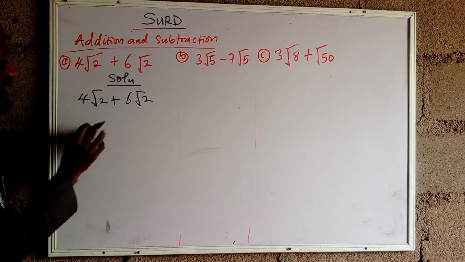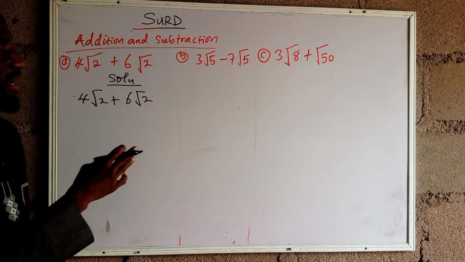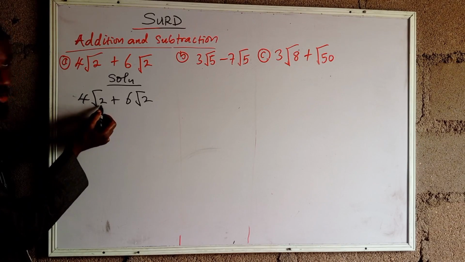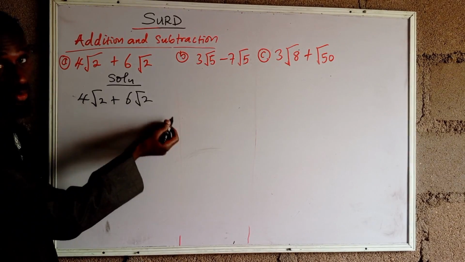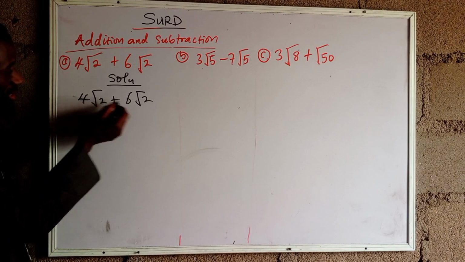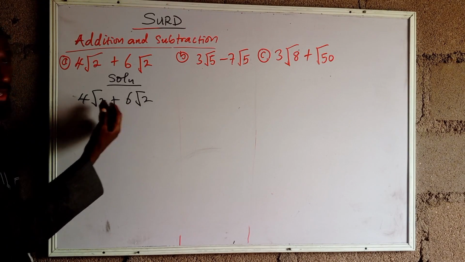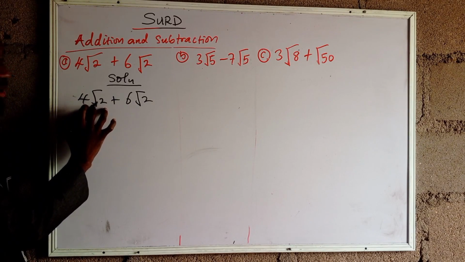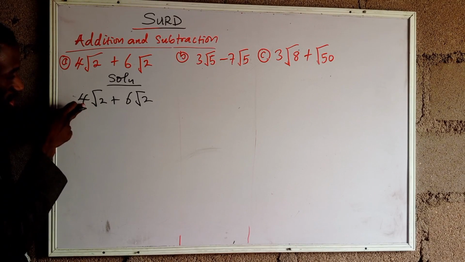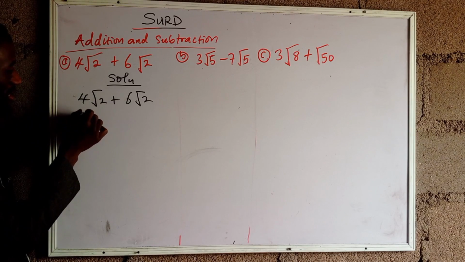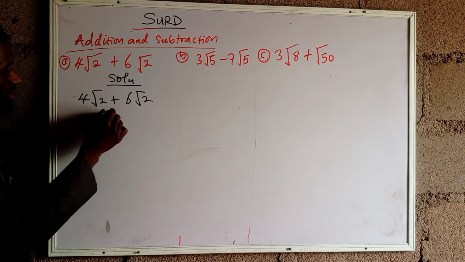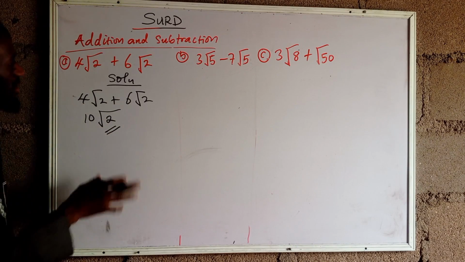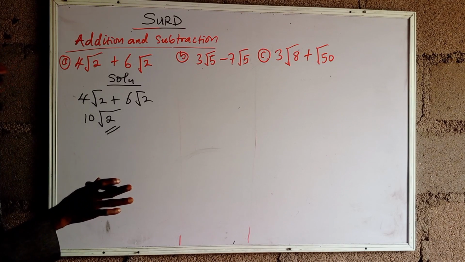Now we can simplify this as an addition of surds. We have 4 bunch of root 2 plus 6 bunch of root 2 here. We can easily add the surds since they are the same roots, they are in the same square root. This shows that now you can add 4 plus 6, which equals 10 root 2. Okay, as simple as this. This is just an addition of surds.